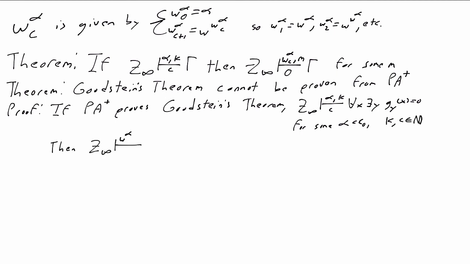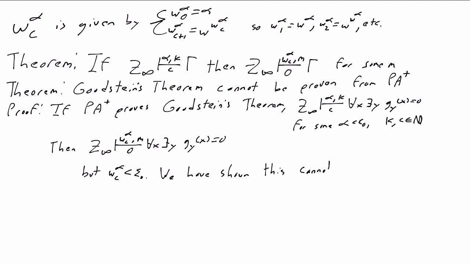By the cut-elimination theorem, we would have a cut-free proof of Goodstein's theorem with bounds omega to the alpha sub c comma n. When alpha is less than epsilon 0, omega to the alpha sub c is also less than epsilon 0. So this contradicts what we proved earlier. There can't be a deduction of Goodstein's theorem with bounds less than epsilon 0. So we can't deduce Goodstein's theorem in z infinity. And that's it. We're done.